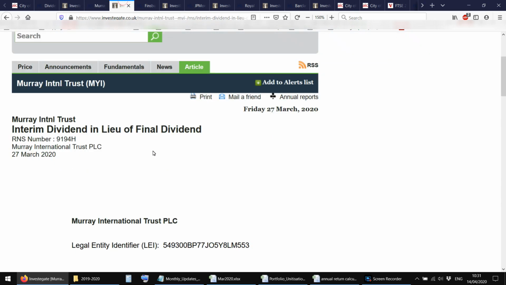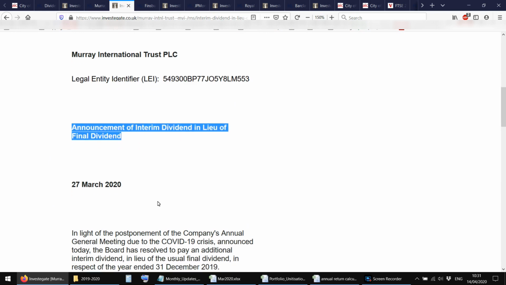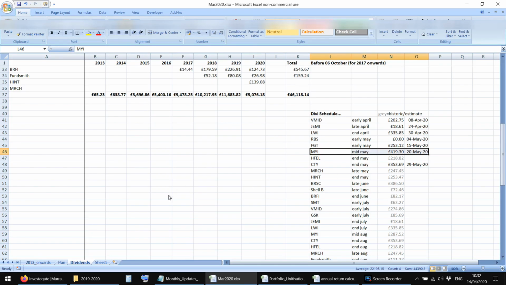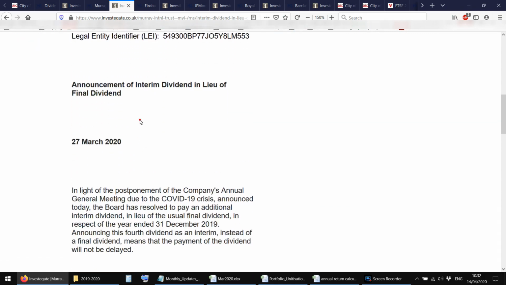There was this announcement from Murray International that they've changed the latest dividend. It was due to be paid on the 20th of May 2020, but it hadn't been voted on by the board. It's normally just a procedural thing and they don't normally get rejected. But because they can't have an annual general meeting physically because of the coronavirus, they couldn't get that final dividend approved for the year.